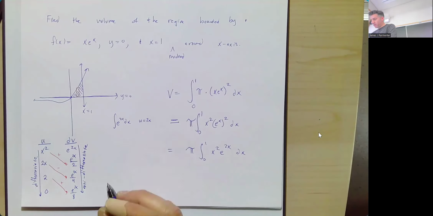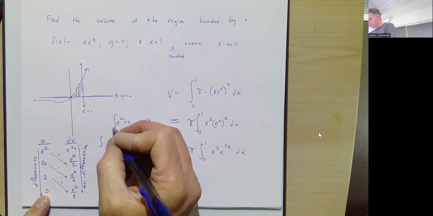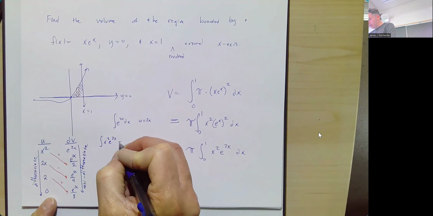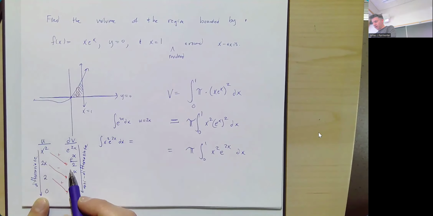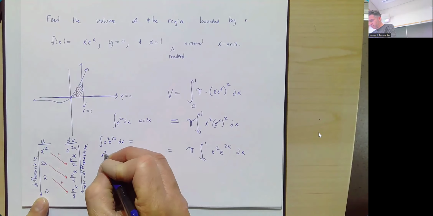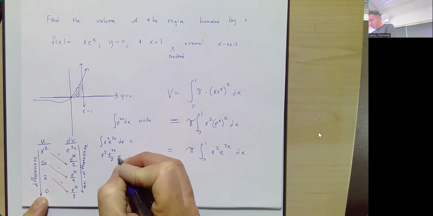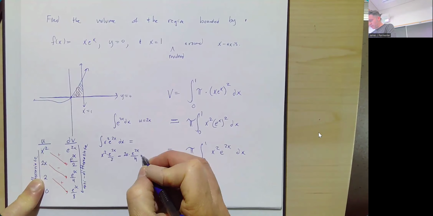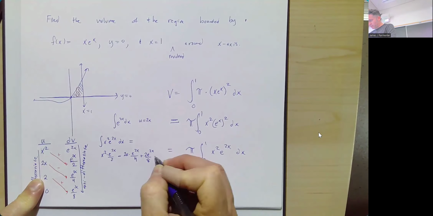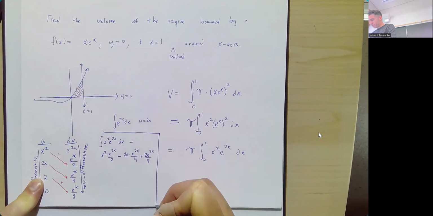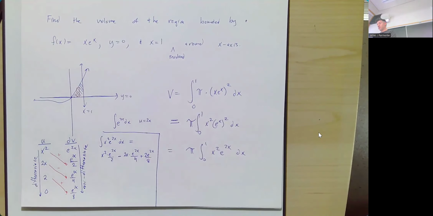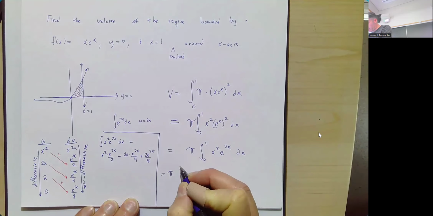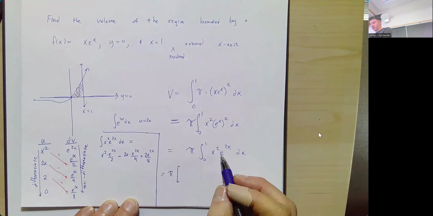So then the integral of x squared e to the 2x dx is equal to x squared times e to the 2x over 2, minus 2x times e to the 2x over 4, plus 2 times e to the 2x over 8. So then to find this, I'm going to take that antiderivative and just toss it into my formula here. So I'm going to get pi times the antiderivative of x squared e to the 2x, which is exactly that.